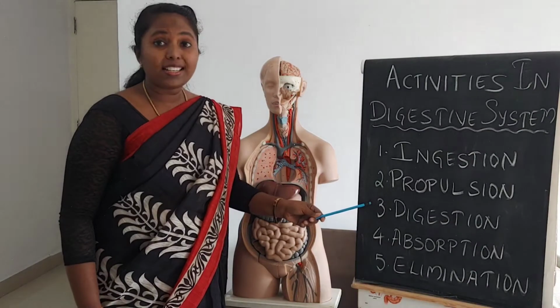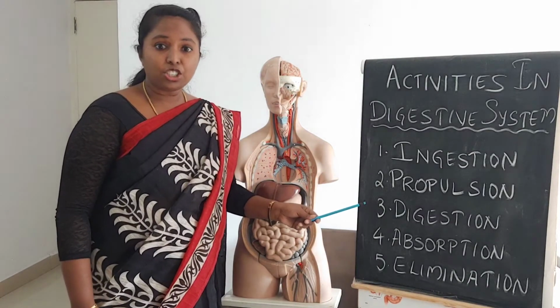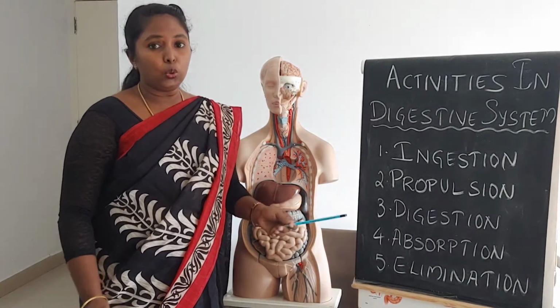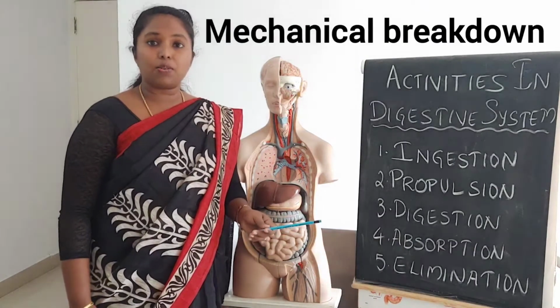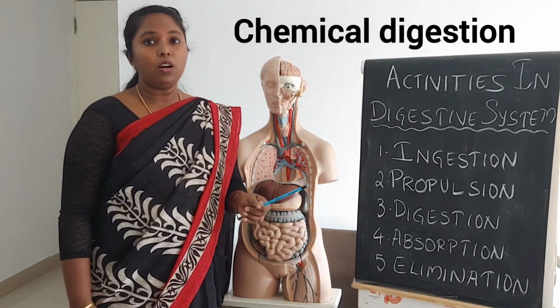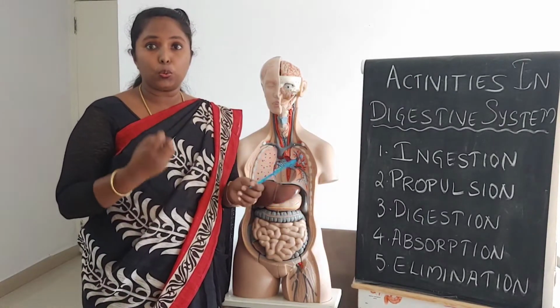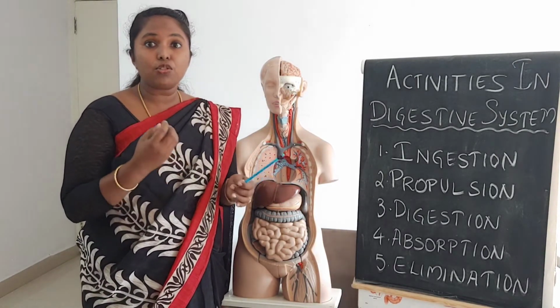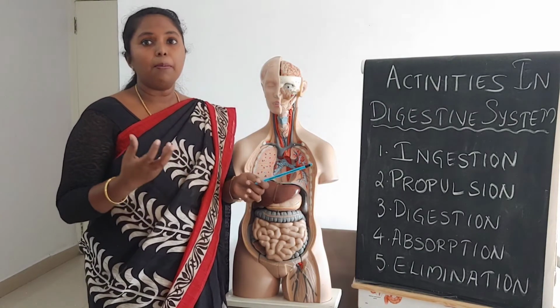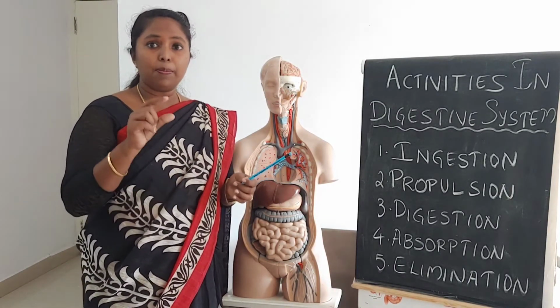Next, the third one is digestion. Digestion is divided into 2, mechanical breakdown as well as chemical digestion. Okay, if you have food in your mouth, you tend to chew. You tend to break it into smaller pieces. Example, a banana you're keeping in your mouth. It may be a bigger size.